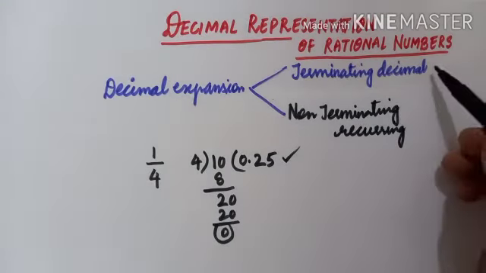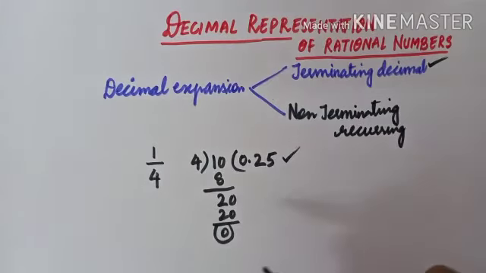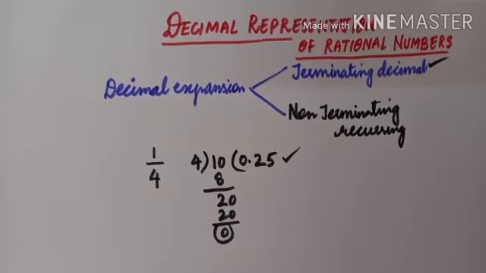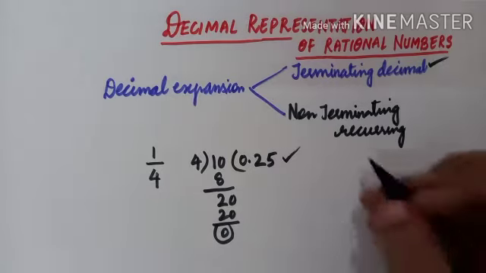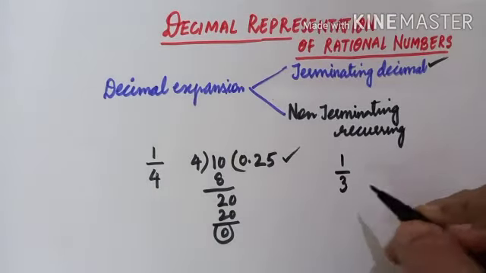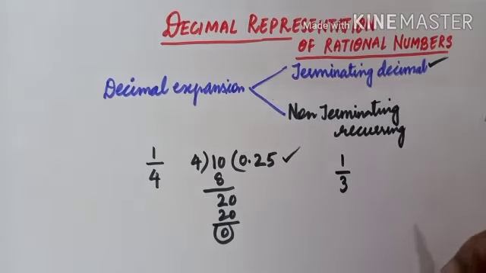So what about the non-terminating or recurring decimals? What do you mean by non-terminating? Suppose I have the example of 1 by 3. Actually, non-terminating is nothing but a decimal in which a digit or a set of digits repeats continually. That is nothing but a repeating or recurring or non-terminating decimal, anything you can say.